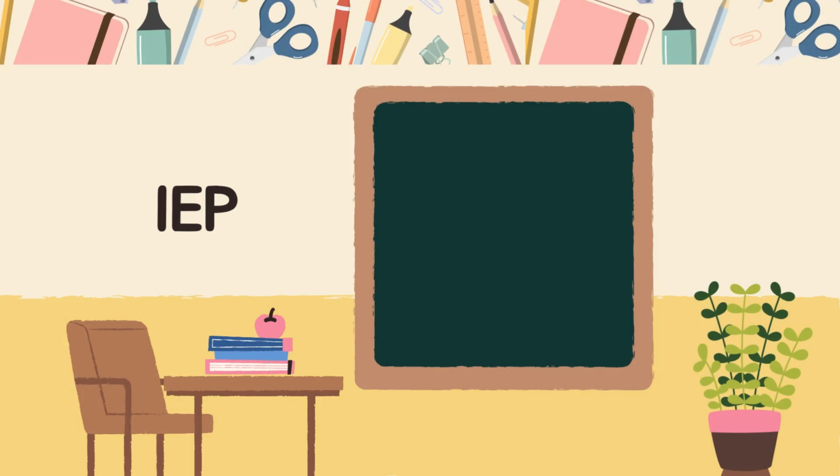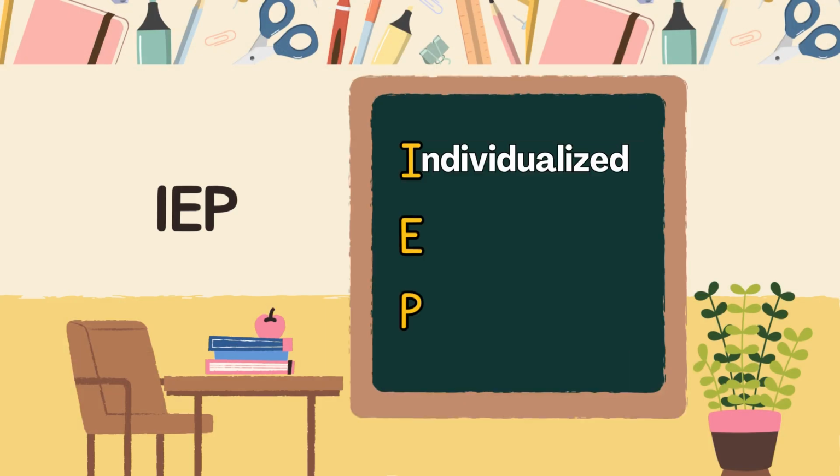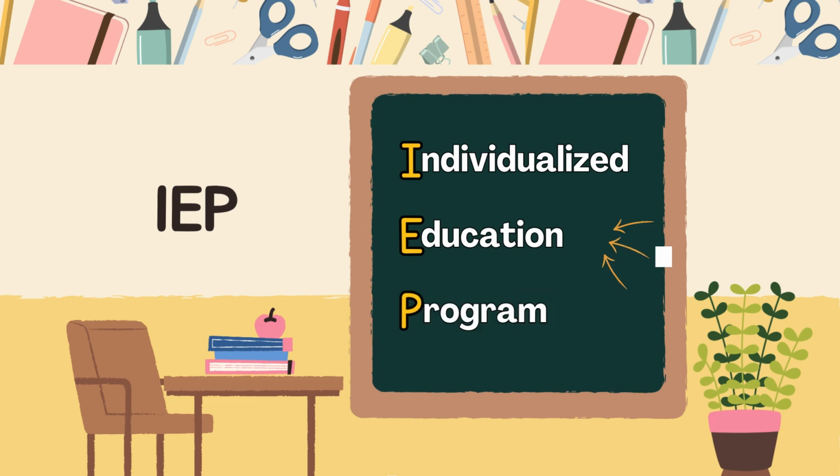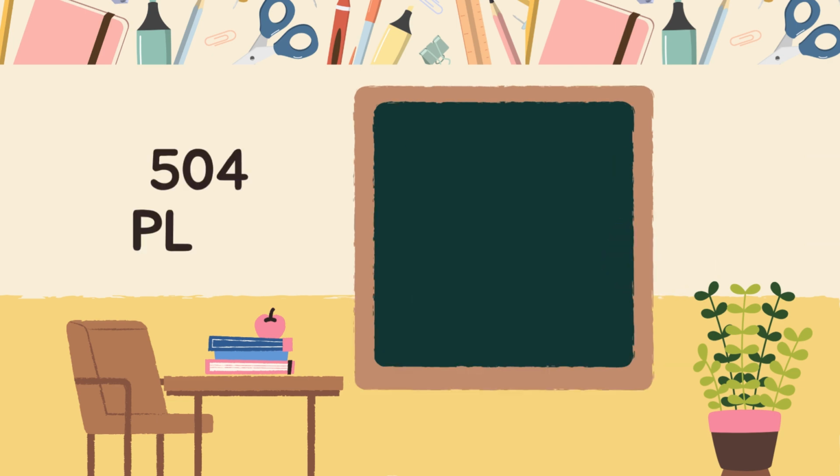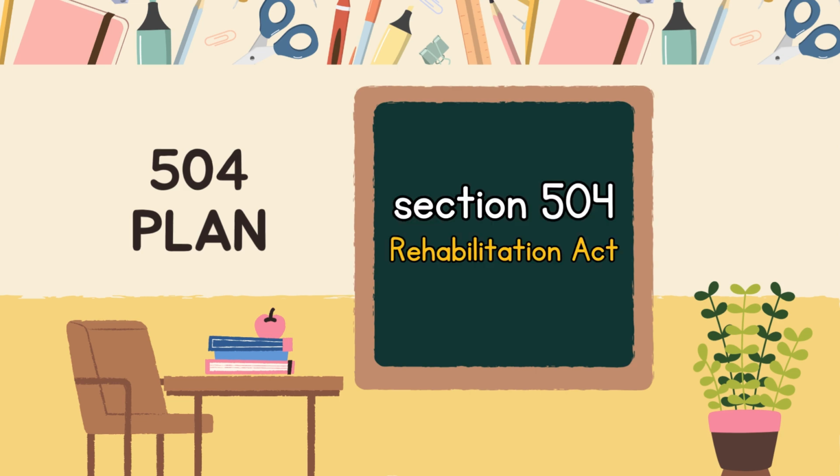Let's quickly define the terms we're talking about today. Since IEP is an abbreviation, let's spell it out for you. I stands for individualized, E, educational, and P for program. We'll go over the actual parts of an IEP in a future video, so be on the lookout for that. The 504 plan is named after that specific section of the Rehabilitation Act of 1973, and we'll get into what that is in just a second.